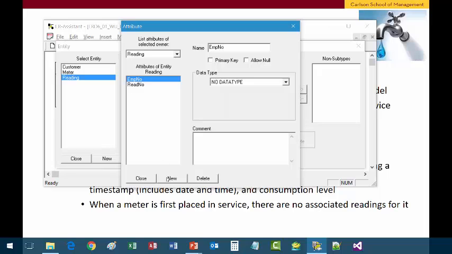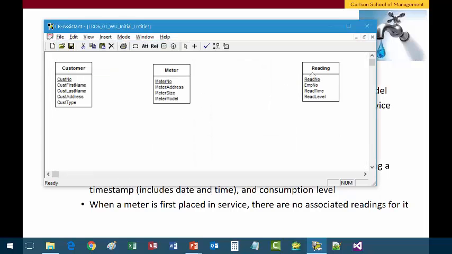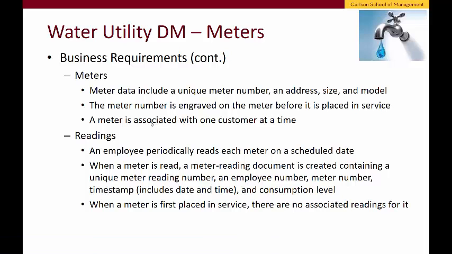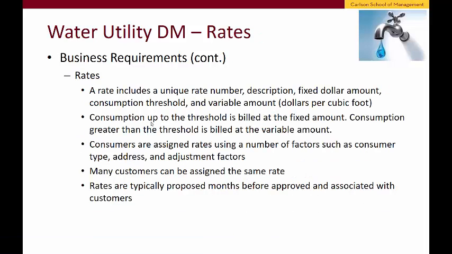Since the foreign key, we got read time. Read time is a date time stamp. And then finally read level as the consumption level we are after here. And close that. And we're going to position these better a little bit later on. Okay, back to the slide. We are moving to number 7, which describes rates.